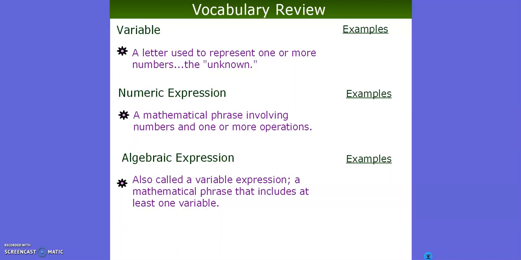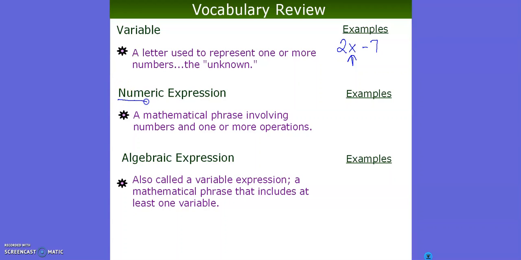A variable is a letter used to represent one or more numbers. It's the unknown in your, let's say, equation or expression. So I'm going to give you an example of an expression up here: 2x minus 7, where x is the unknown. We don't know what that value is. It's a variable.